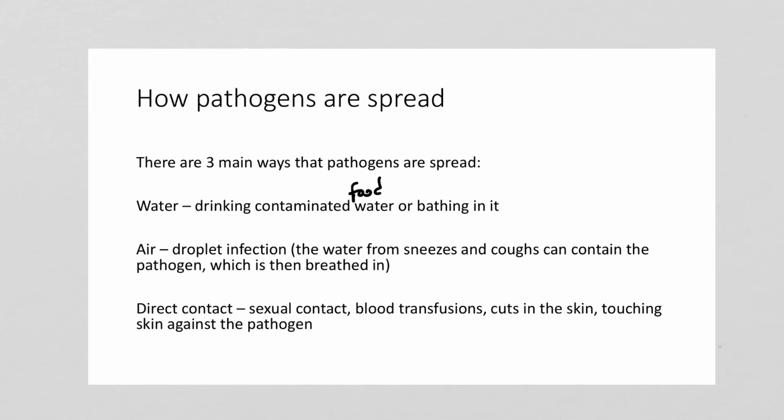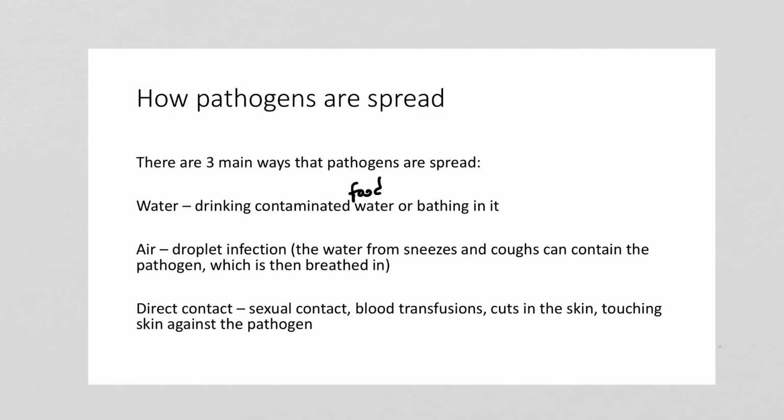Direct contact is literally just the intermingling of any sort of biological fluid. So it could be sexual contact, it could be blood transfusions. If somebody gets a cut, then they've pierced through one of the barriers to pathogens, and the pathogen can get directly into the blood, but also touching the skin directly against the pathogen. So again, athlete's foot, although it's not GCSE spec, it's a good example of a pathogen that can be transmitted by just touching the skin against the pathogen.